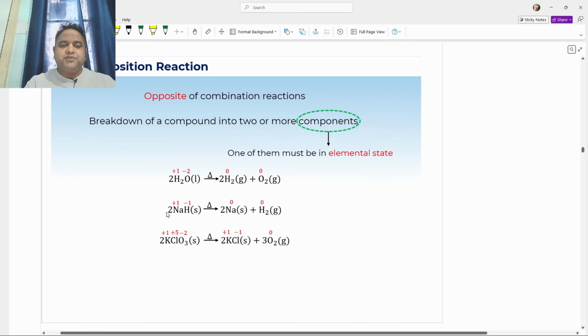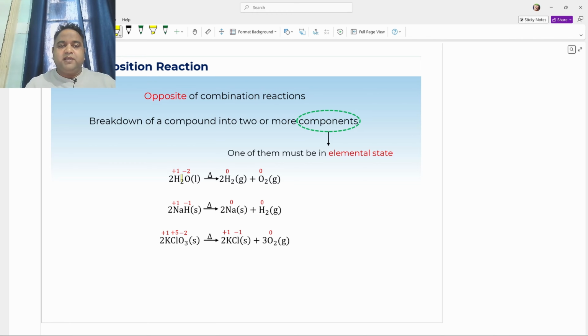Again, combination. Decomposition. A decomposition reaction can be redox only when there is a change in oxidation state. This is also a very important reaction. See that there is change: +1 to 0, reduction. -2 to 0 is oxidation. Got it?